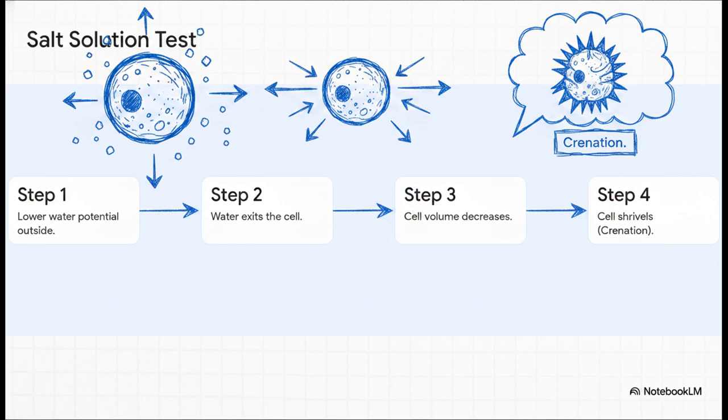Step 3, watch the scale dimensions shrink as the cell's volume decreases dynamically. And Step 4, the whole cell just shrivels up. This physical shrinking process, that's called crenation.